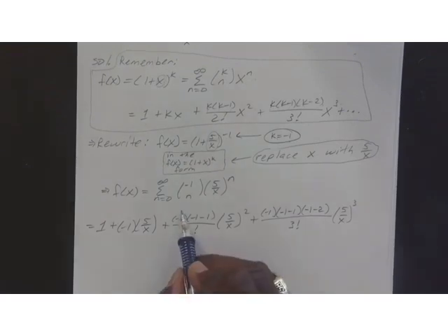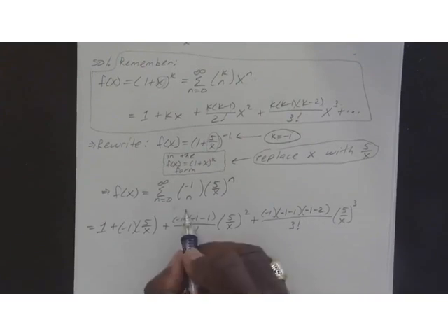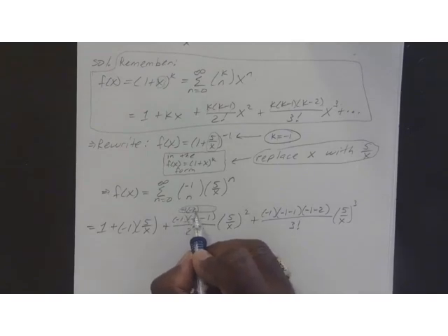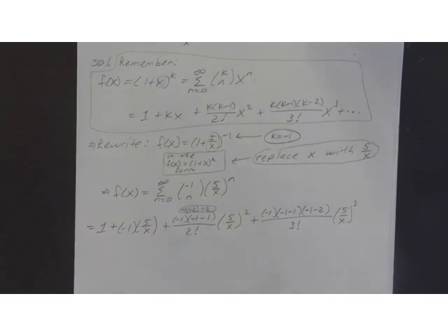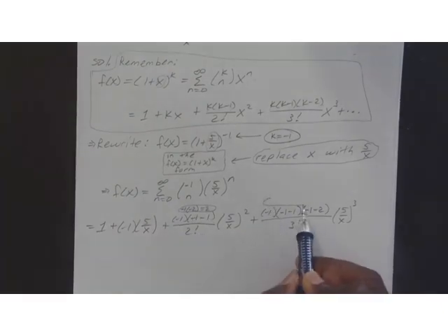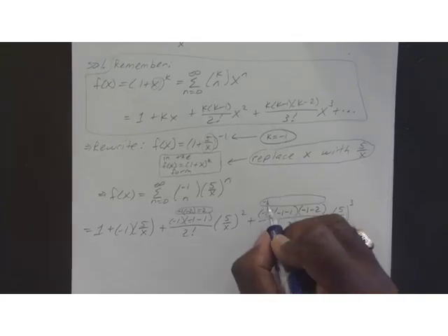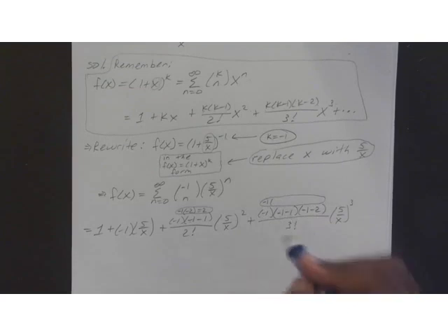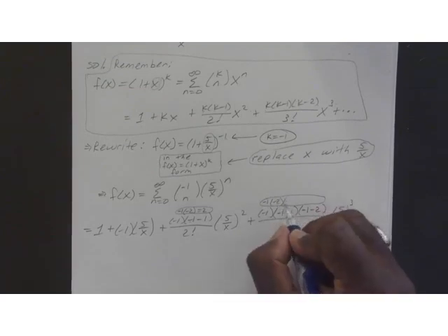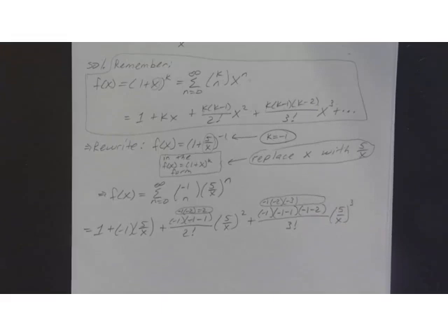Okay. So here we have -1 times -2, which is +2. And here, in this numerator, you see we have -1 times -2 times -3. Okay, so that gives us -6.